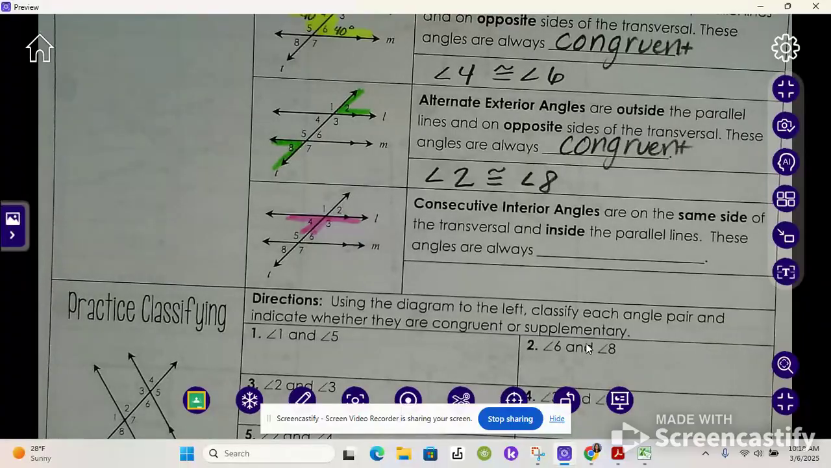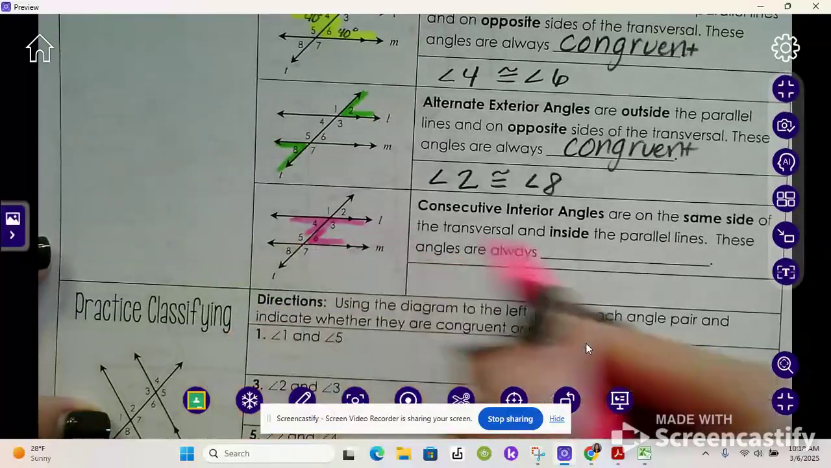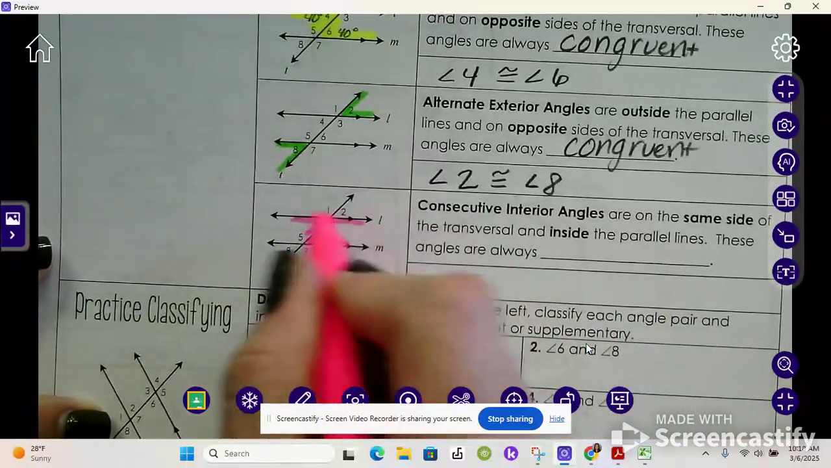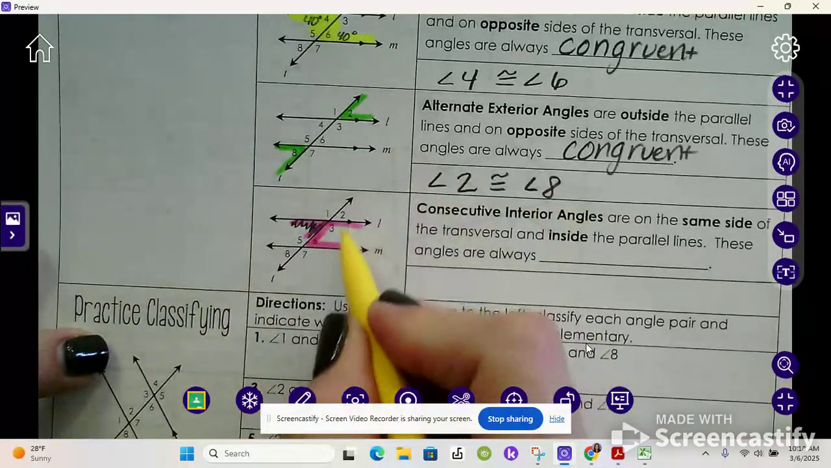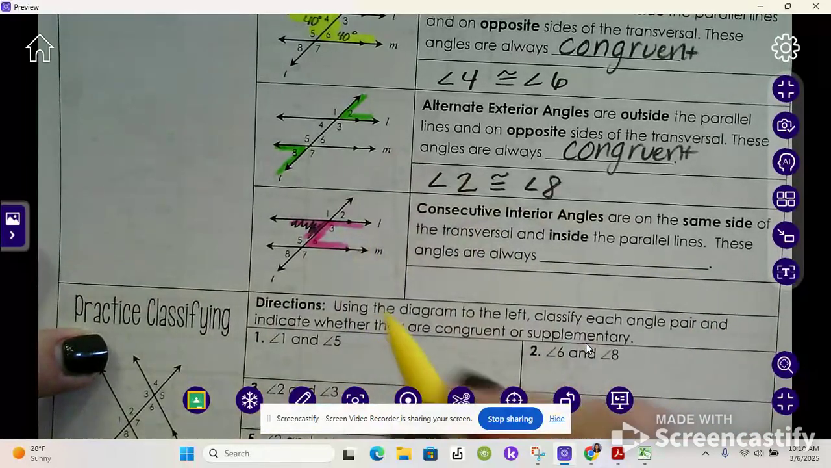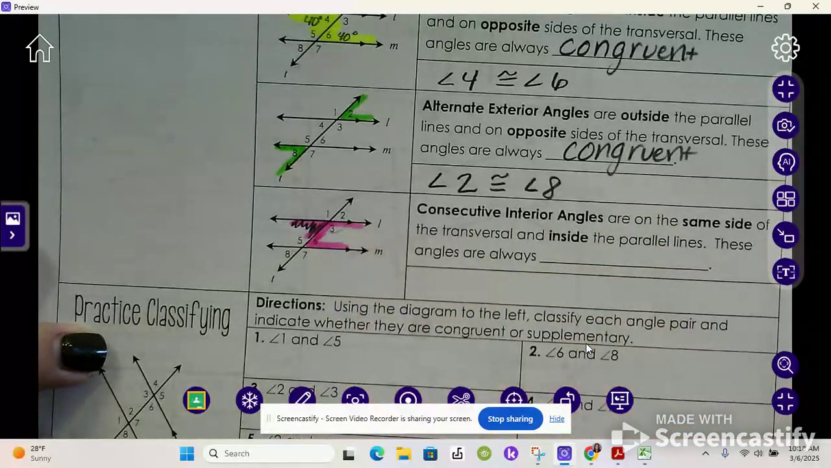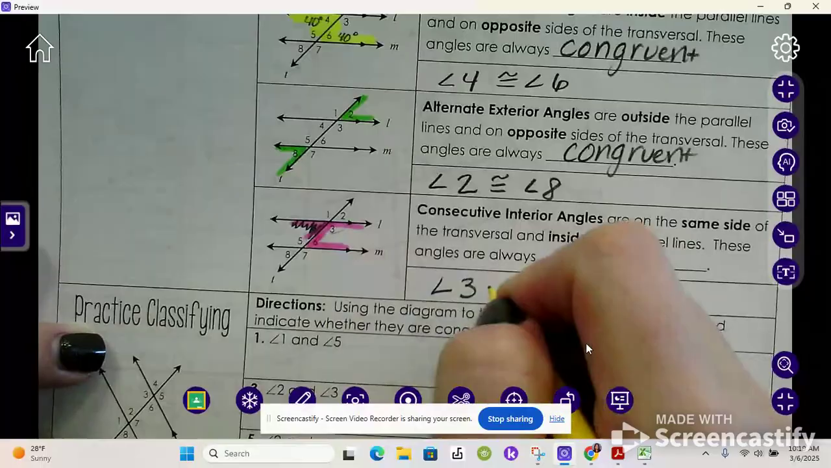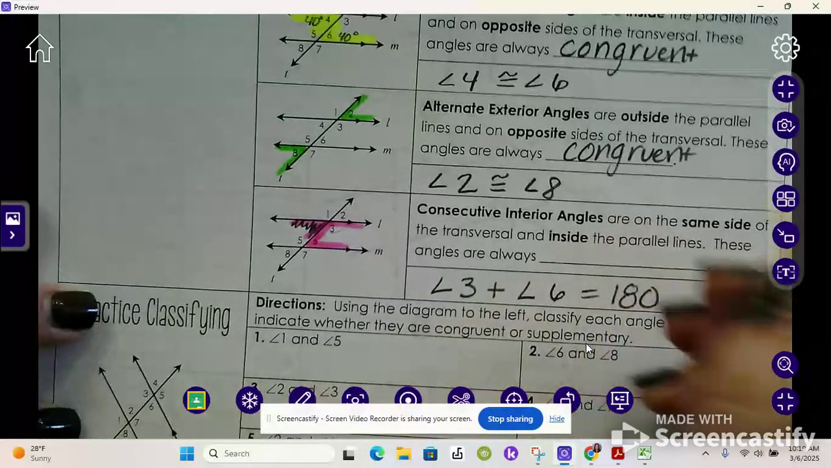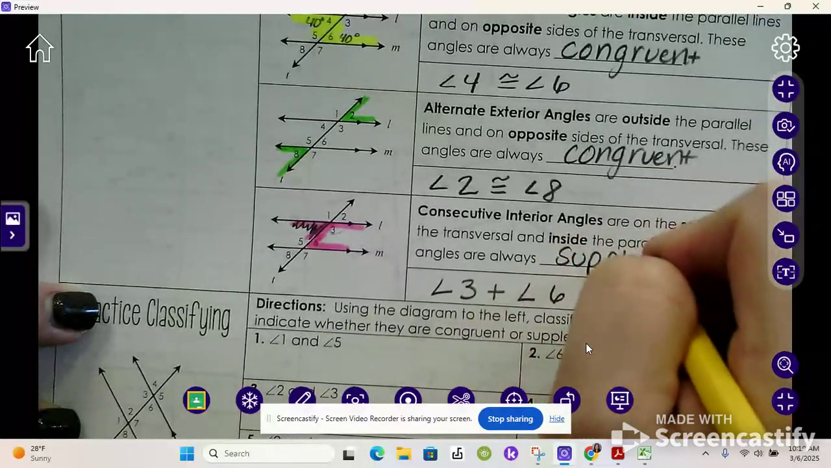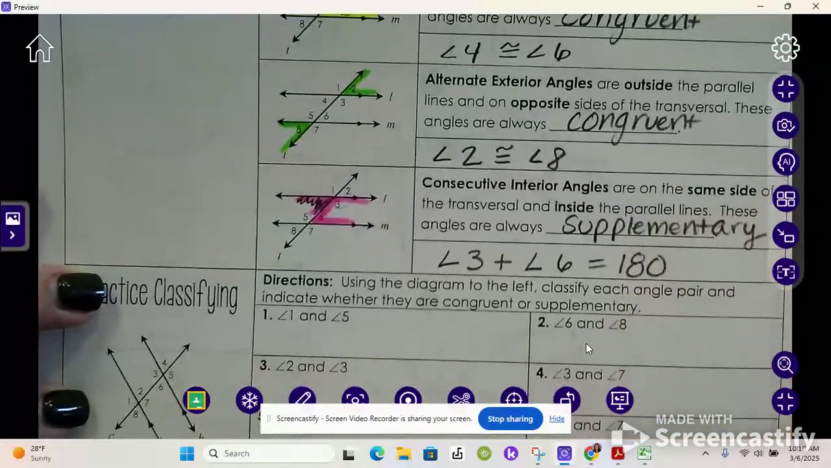Excuse me, correction, that's not right. It's 3 and 6. Sorry. Same side, not alternate. Same side, not alternate over here. So I apologize. There we go. 3 and 6. Same side, interior. And they are supplementary. You can see this is a small angle and this is a wide angle. So we're talking about, for example, angle 3 and angle 6. If we added them together, they'd be a 180. They are supplementary in size, not congruent.